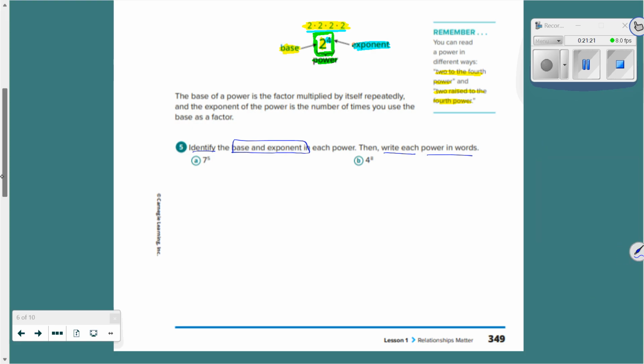Let me set this up to help you guys a little bit. Tell me, what is the base? What is the exponent? And then you're going to write it in words. So you have 3 things to do for each of those. We'll give you guys about a minute.